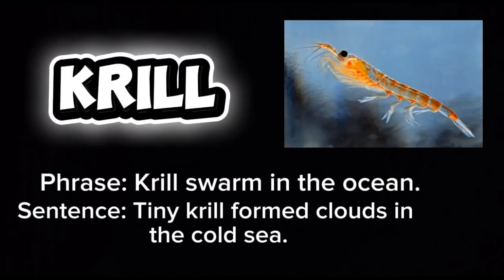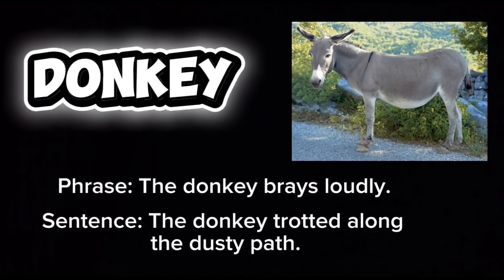Krill. Krill swarm in the ocean. Tiny krill form clouds in the cold sea. Donkey. The donkey brays loudly. The donkey trotted along the dusty path.